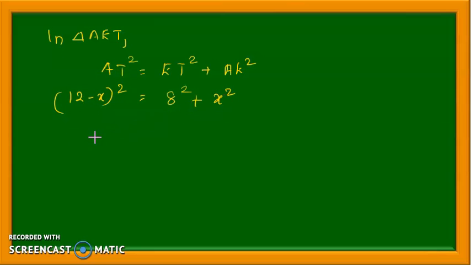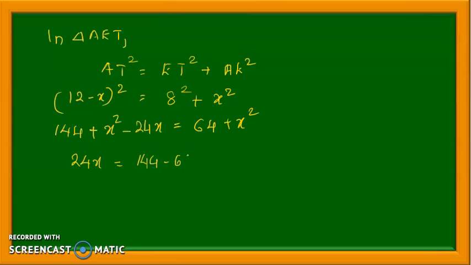So opening this bracket and collecting all these terms, x terms on one side and constants on one side, you will get 144 plus x square minus 24x equal to 64 plus x square. Collect all the x terms, x square and x square cancel. So 24x we can take to the other side, so it becomes positive 24x. And 64 we can take to this side, 144 minus 64. So we get 24x equal to 80. So x is equal to 80 by 24. We can divide both of these by 8, you will get 10 by 3.